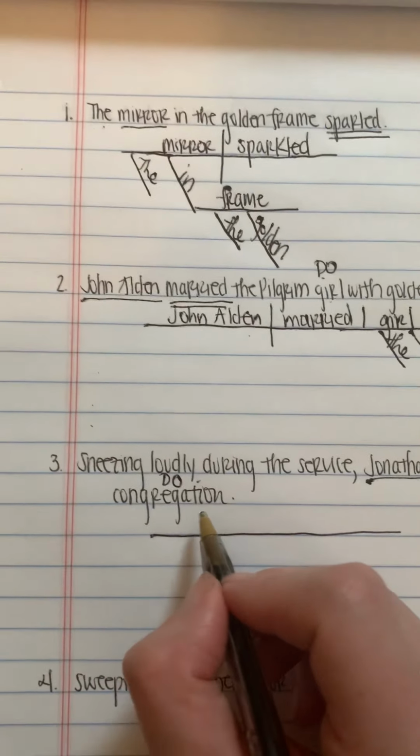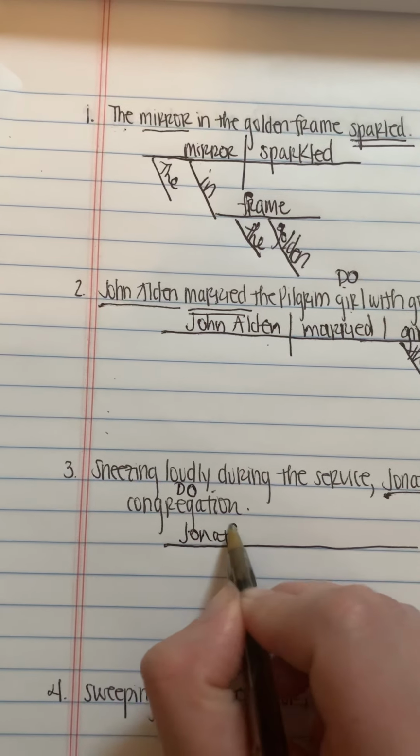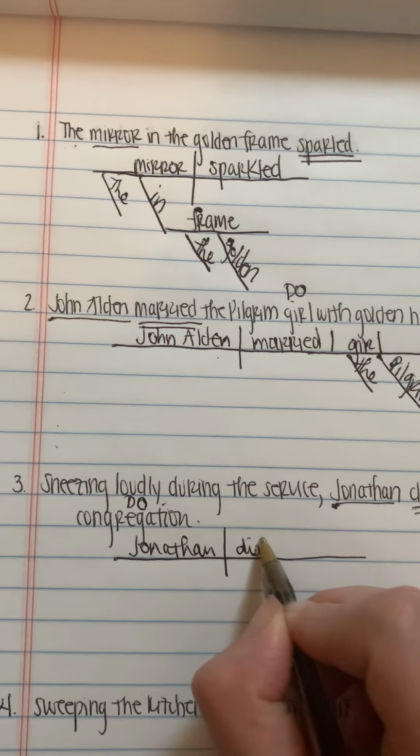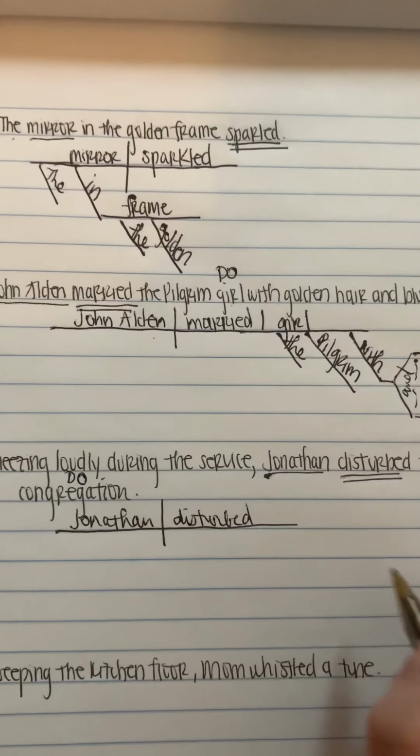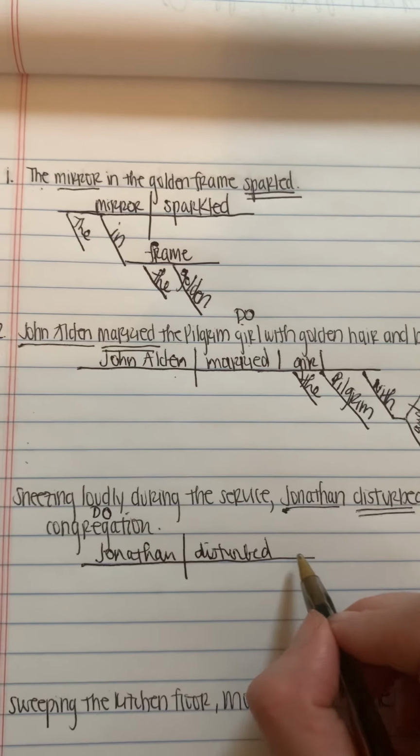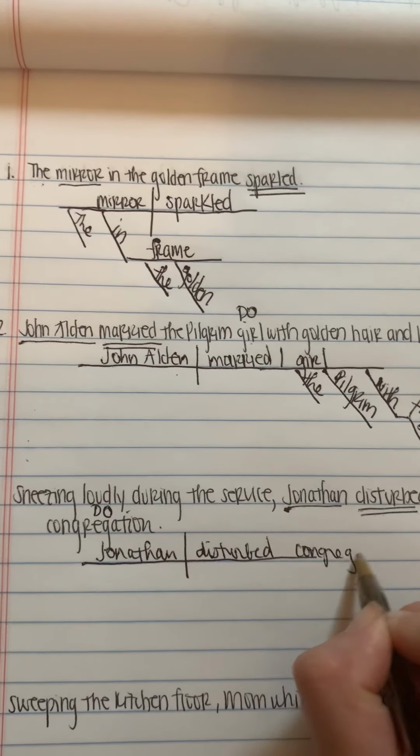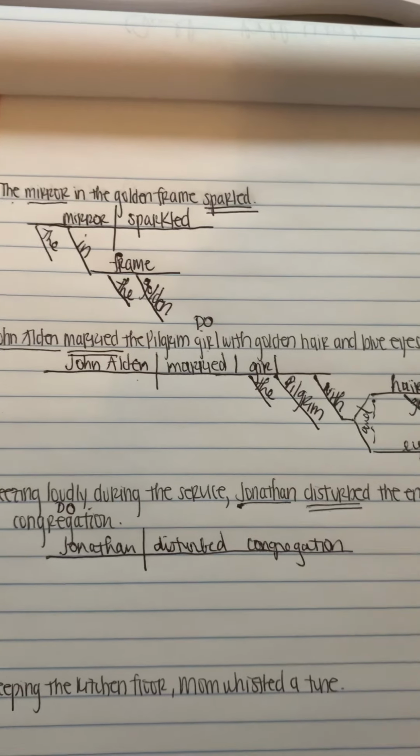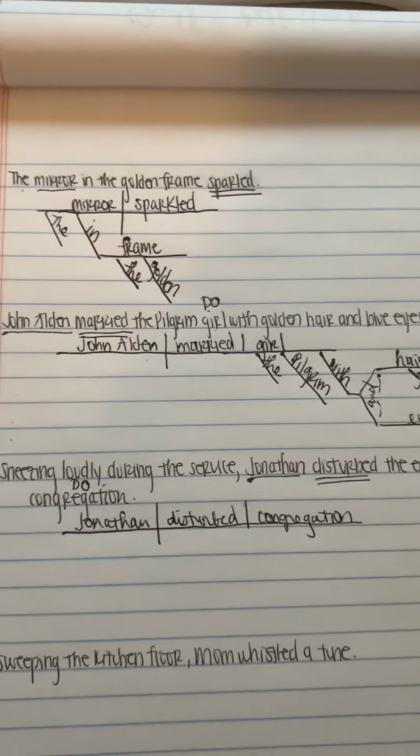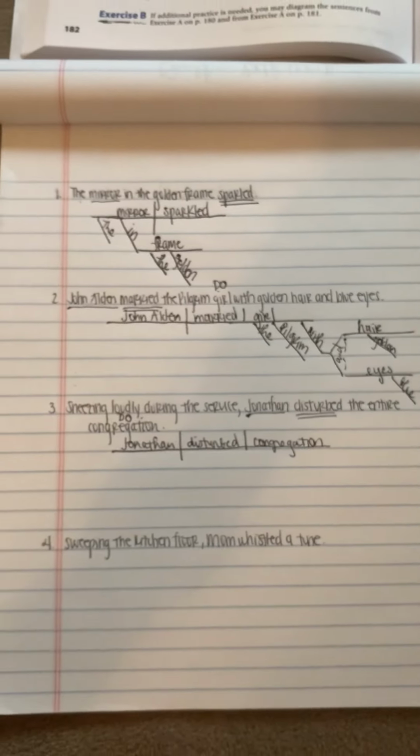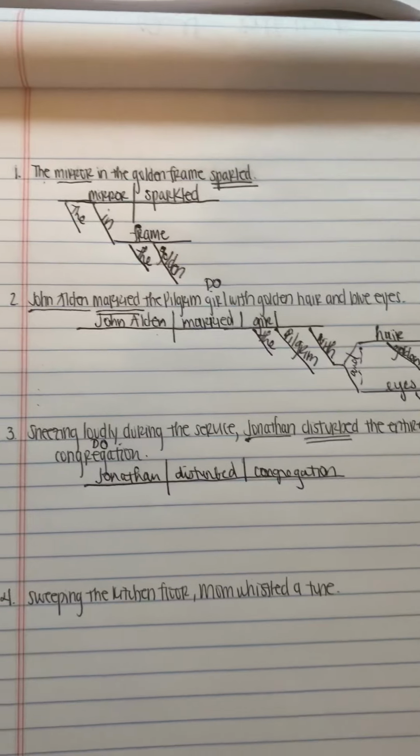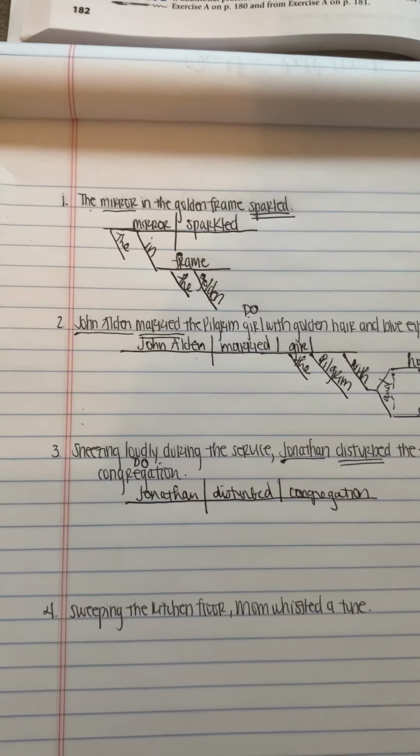Start with your subject. Separate it from your verb, disturbed. And he disturbed what? Congregation. What kind of line does a direct object need? Straight. Okay, so we have lots left. Sorry, I'm adjusting. I'm sitting on the ground. So we have lots of things left that go underneath. So we're starting at the beginning.